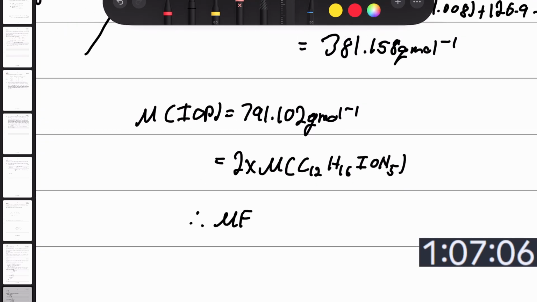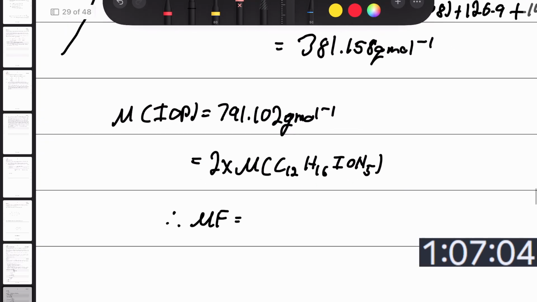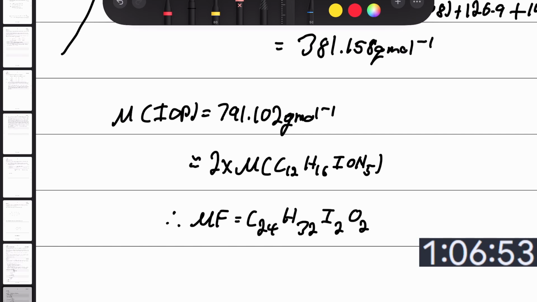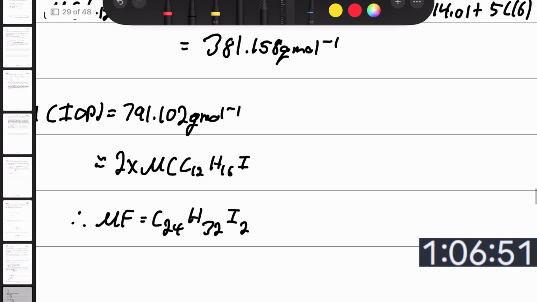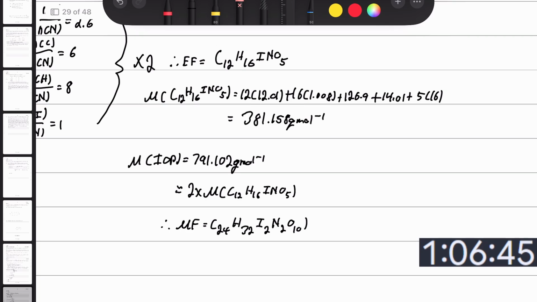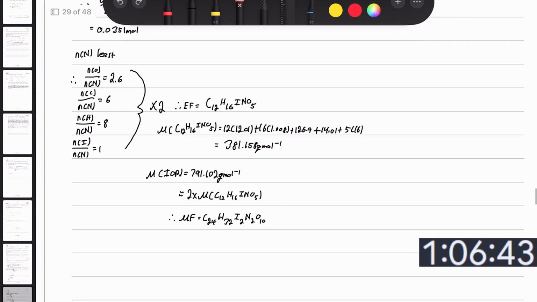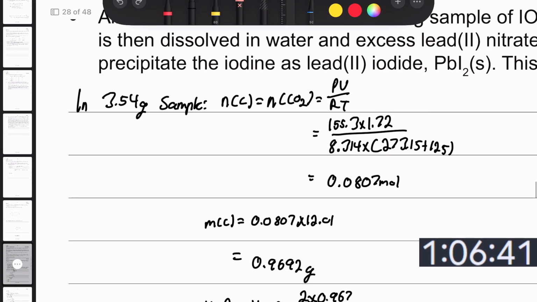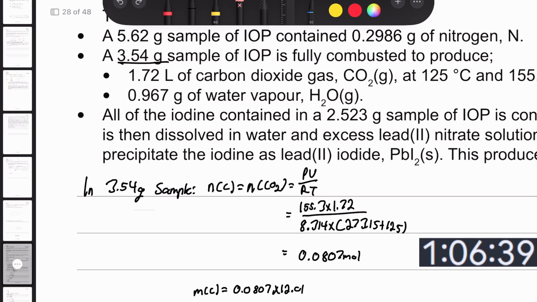For the molecular formula, it's going to be around that, C24H32I2, sorry, that should be N2O10. I'm not sure if I'm very happy with that. PV over RT.